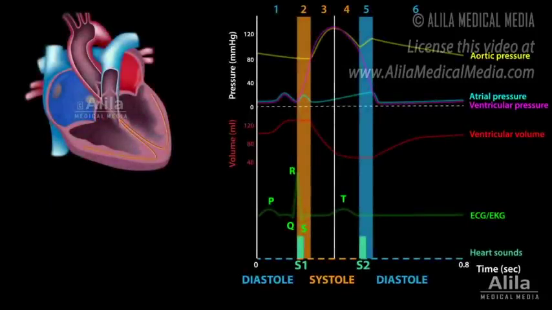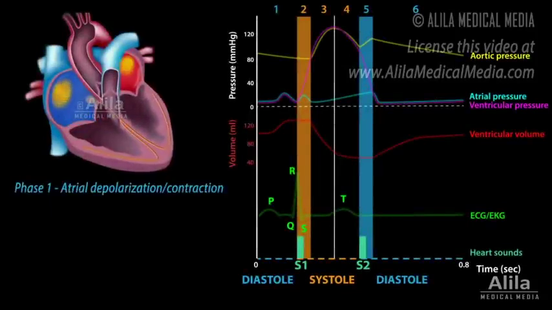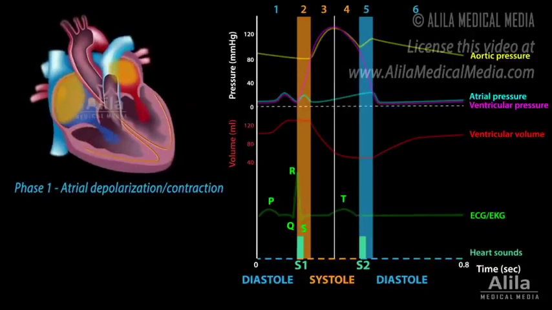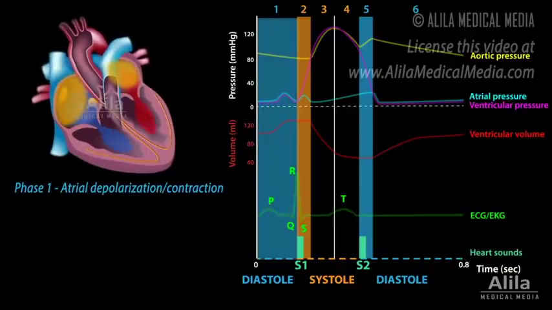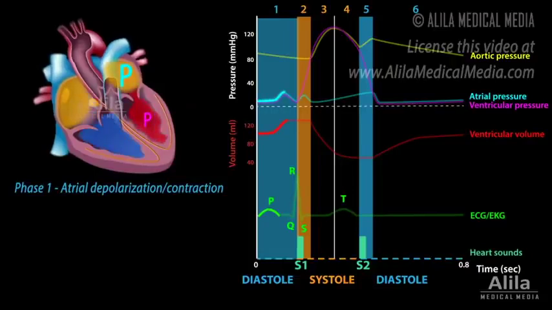The cycle is initiated with the firing of the SA node that stimulates the atria to depolarize. This is represented by the P wave on the ECG. Atrial contraction starts shortly after the P wave begins and causes the pressure within the atria to increase, forcing blood into the ventricles. Atrial contraction, however, only accounts for a fraction of ventricular filling, because at this point the ventricles are already almost full due to passive blood flow down to the ventricles through the open AV valves.